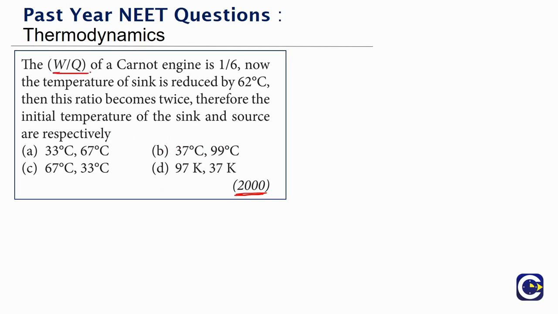The W by Q means what? This is the efficiency factor eta of a Carnot's engine, which is 1 by 6. Now the temperature of the sink is reduced by 62 degrees Celsius, only the sink. Then this ratio becomes twice, meaning the efficiency factor eta becomes 2 times the original value, which is 2 times 1 by 6, so it will be 1 by 3.